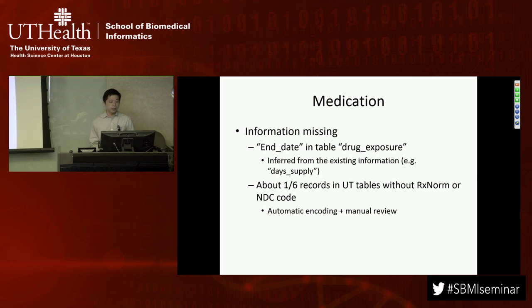Another issue is with the terminology used in our records. We found one-sixth of the records in our UT table lack either an RxNorm or NDC code. So our solution is to use an automatic way to do the encoding for those records without any code. And after that, we do some manual review to make sure the result is correct.